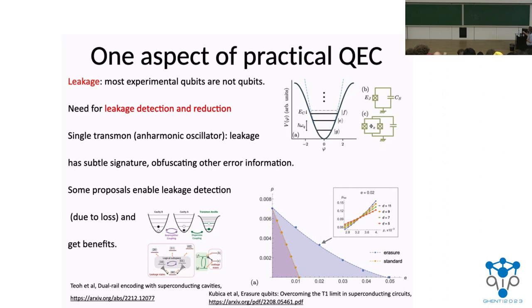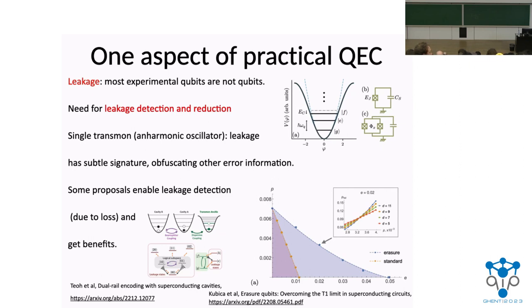Okay. So it has a subtle signature, I don't think fully understood, because it also depends on the hardware, how leakage enters gates, what it does. But some people have claimed, and I think justifiably so, that leakage can also have advantages for error correction. But this depends very much on you being able to detect leakage.